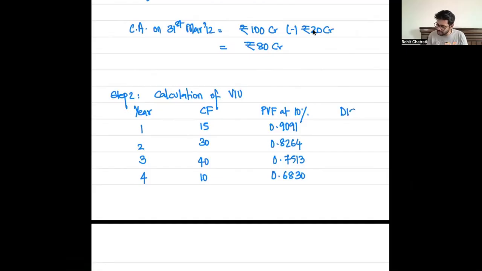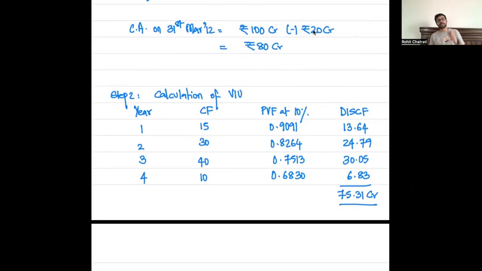And then we have discounted cash flow, which is the product of cash flow and the discount factor. So it's going to be 13.64. I'm rounding everything to 2 decimals. 24.79 crores. 40 multiplied by 0.7513 is 30.05 crores. And 10 multiplied by 0.68 is 6.83 crores. The aggregate of this is 13.64 plus 24.79 plus 30.05 plus 6.83. That's equal to 75.31 crores.